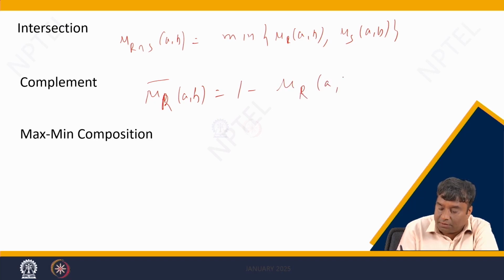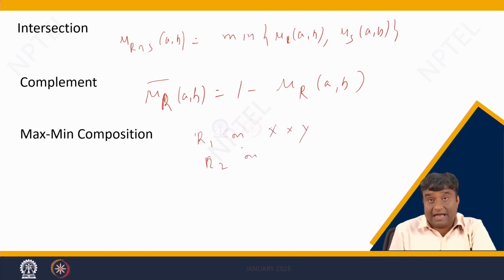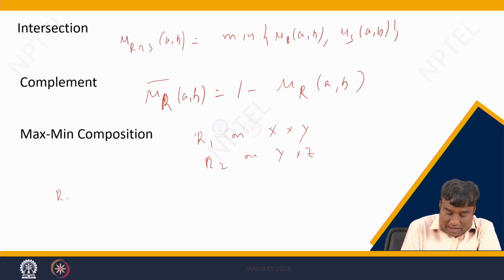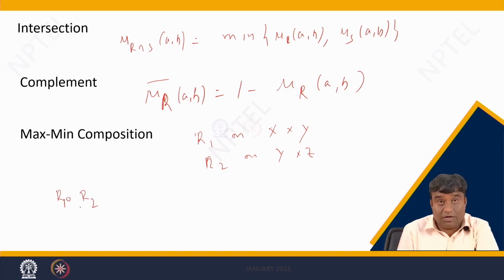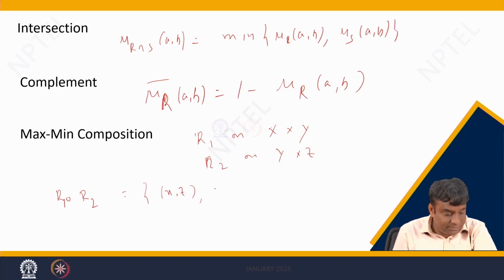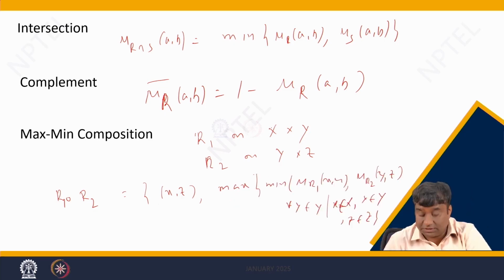Now the max-min composition, for R1 on X cross Y and R2 on Y cross Z. You can write R1 compose R2 at (x,z) as the maximum over y of the minimum of mu R1(x,y) and mu R2(y,z), for all y belonging to Y. So first we will find the minimum value of mu R1(x,y) and mu R2(y,z) for the element (x,z), then we will find the maximum.